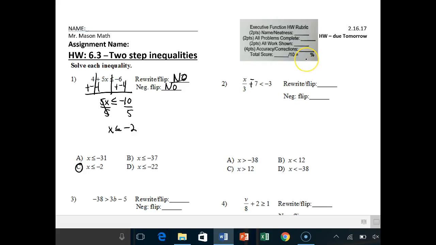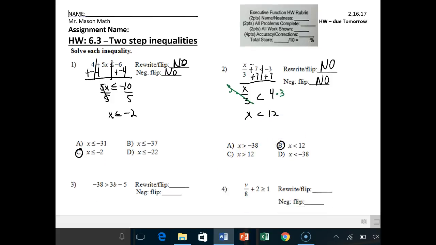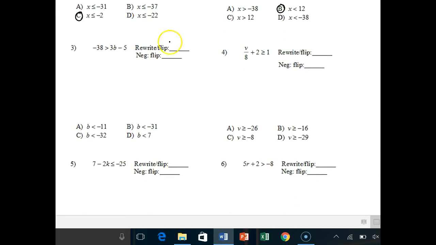So plus a negative. Do I need a rewrite flip? No. Do I need a negative flip? No. So I add 7 to both sides. Bring down x over 3 is less than 4. And then I end up by multiplying by 3. Those cancel out. I get x is less than 12. Okay, so B. Be very careful. Some of you might want to circle C. That's not correct.